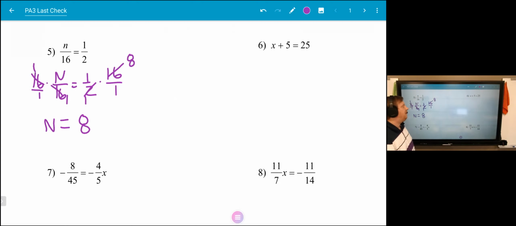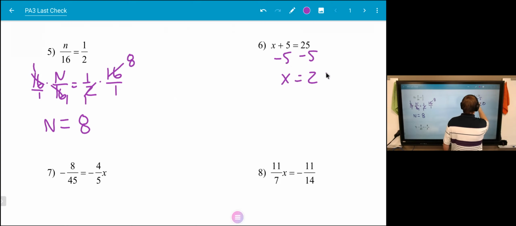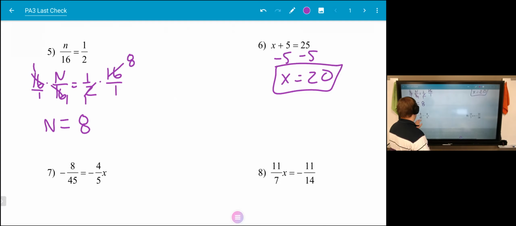Number 6, x plus 5 equals 25. The inverse operation of addition is subtraction. Good job. You guys are right on the ball here. Subtract 5 from both sides. x equals 20. And double check it. Is 20 plus 5 equal to 25? Yeah, it is.